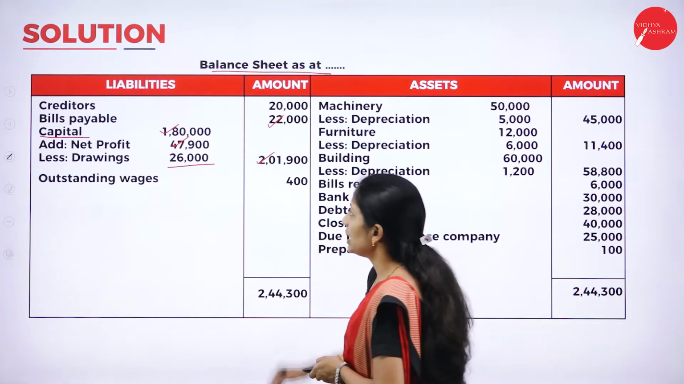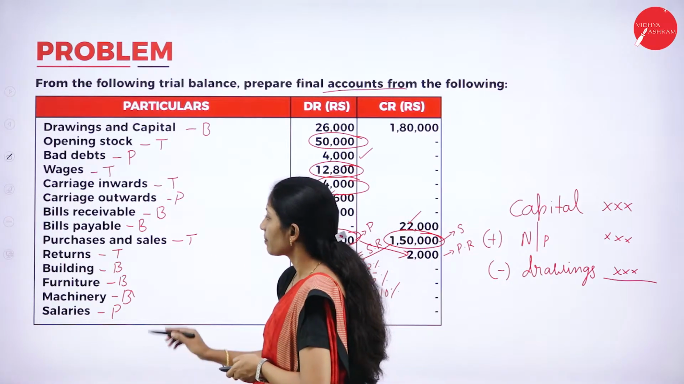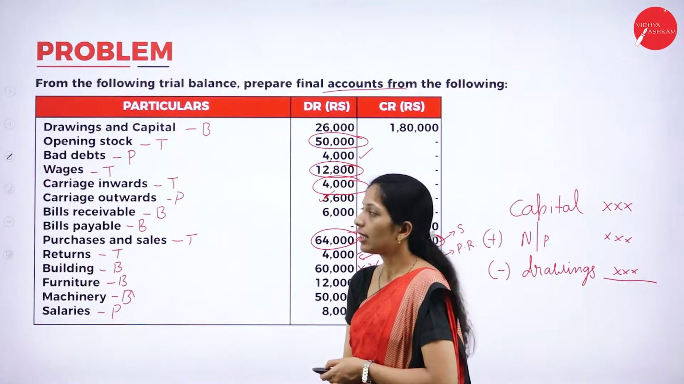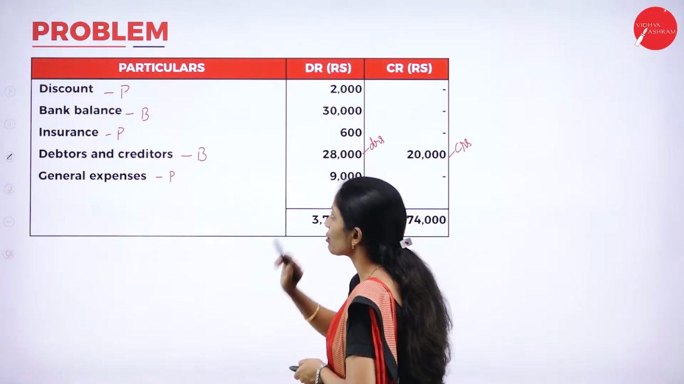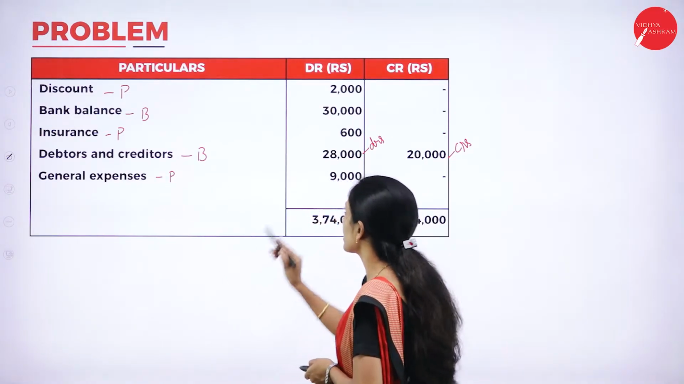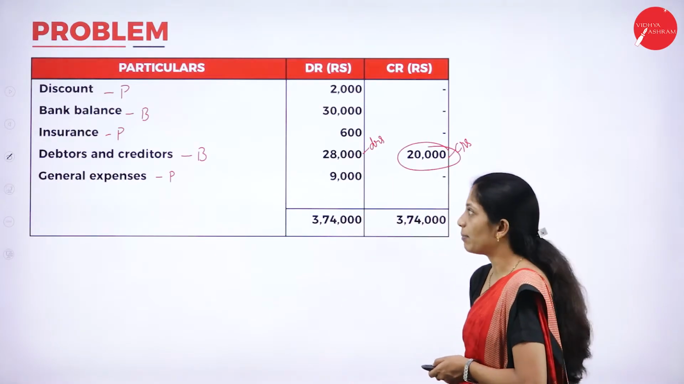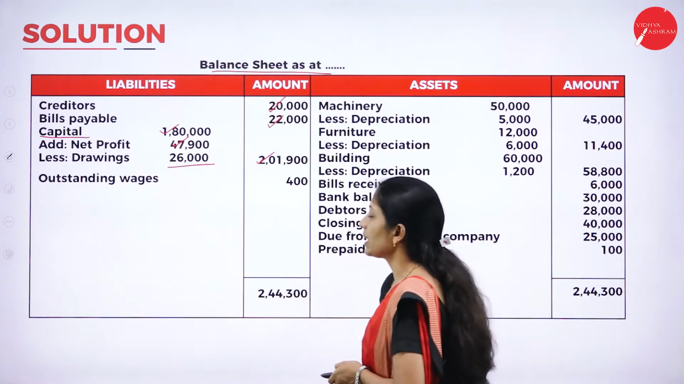So bills payable 22,000. After bills payable, next is building, which is an asset, furniture asset, machinery asset. Now coming to the next one. Yes, we have bank balance. So it is also an asset. Debtors and creditors. So debtors is an asset, whereas creditors is a liability. So record that liability. It is creditors 20,000.